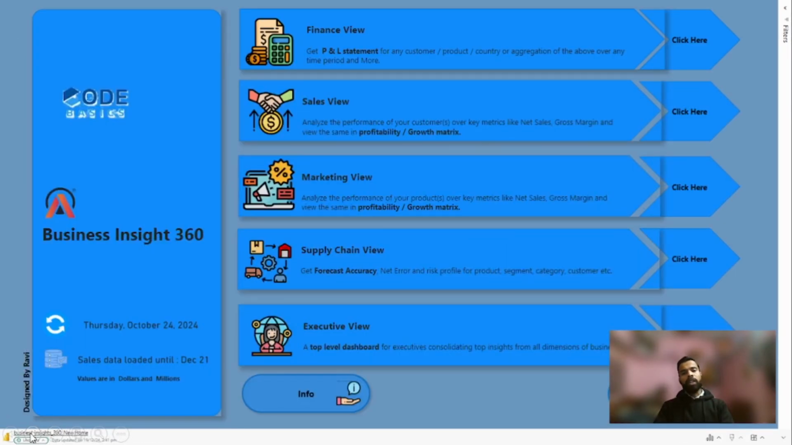This is the homepage of our project. Here you can see Business Insight 360 on the left side, and we have fresh data date October 2024, and we have sales data loaded until December 2021. These are the views: finance view, sales view, marketing view, supply chain view, and executive view. Below we have two buttons, one for support and the second for information about this project. Now we'll go through this finance view.